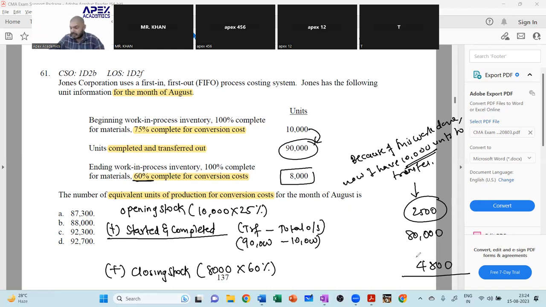Are you all with me on that? How many units did I finish? Titularly 87,300. Equivalently 87,300 units I finished. This is the number of equivalent units. This is your answer. I hope you're with me on that.